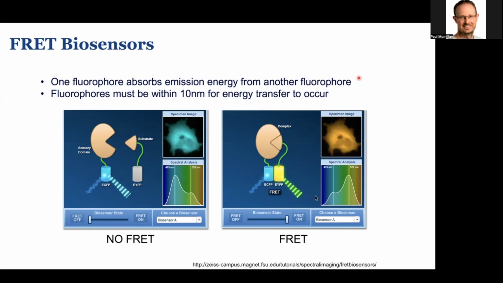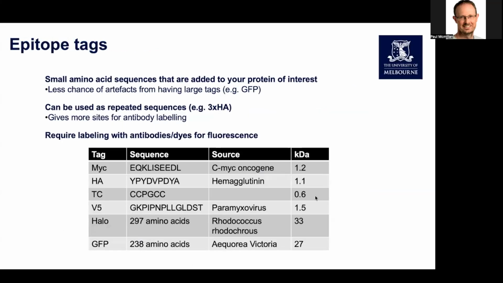So that was fluorescent proteins. And as I mentioned, one of the issues we have there is those tags can be quite large. So 27 kilodalton for a GFP molecule, for example. So how can we get around those problems? One of the ways we can get around that is to use something called an epitope tag. So we already kind of used that with the split GFP molecule where we have a smaller sequence that we're attaching.